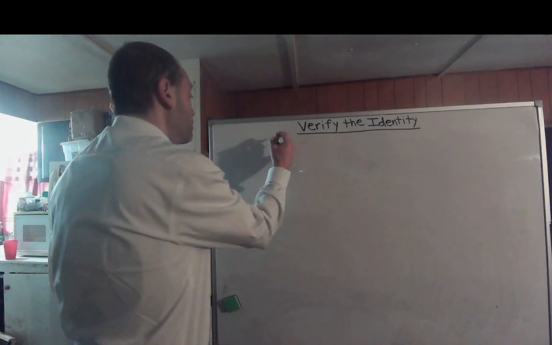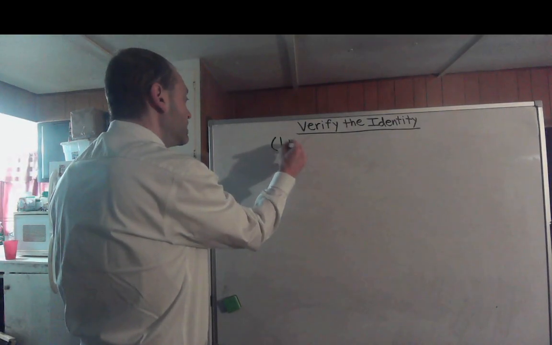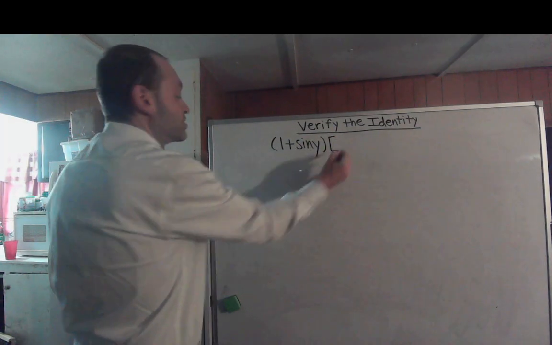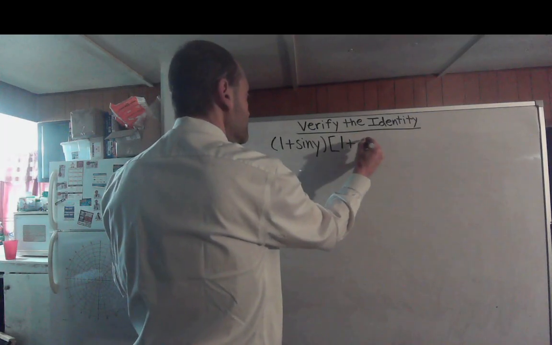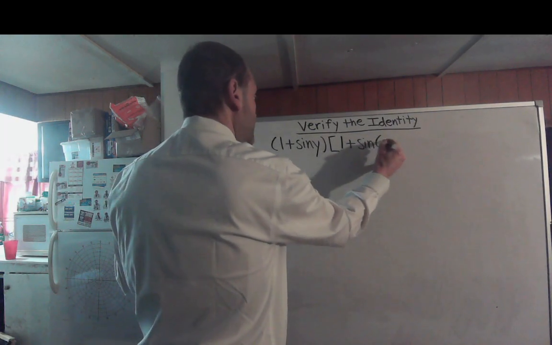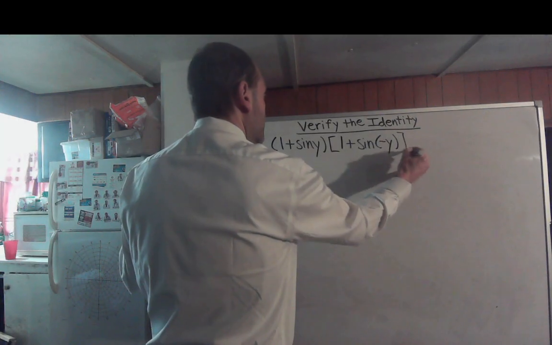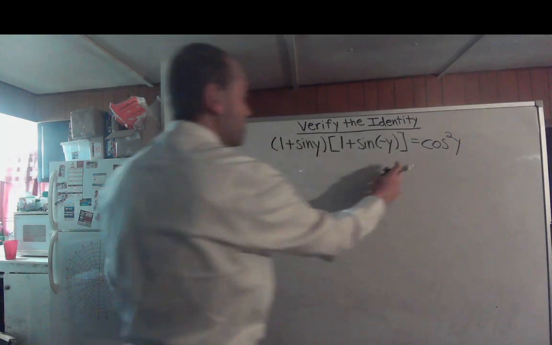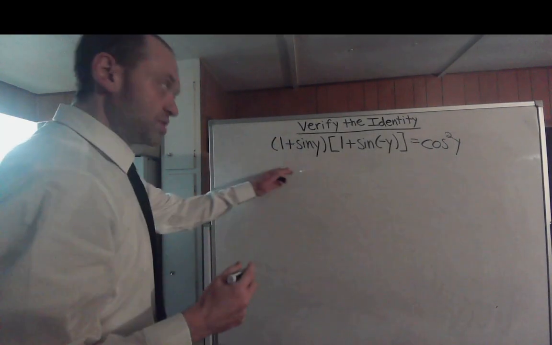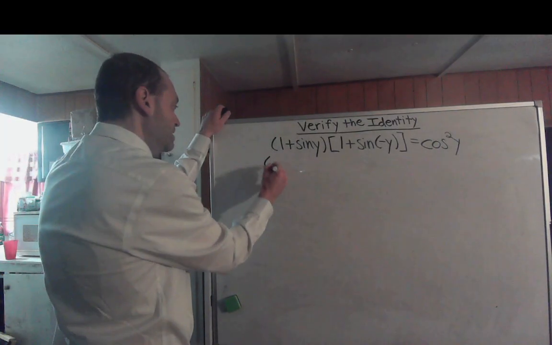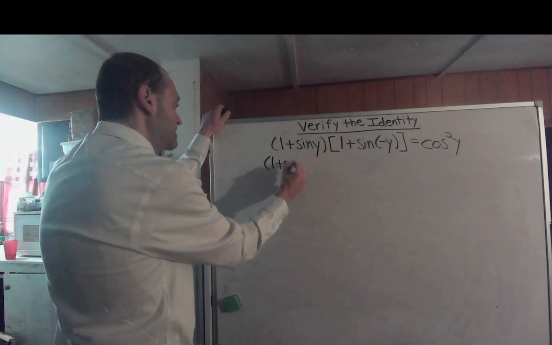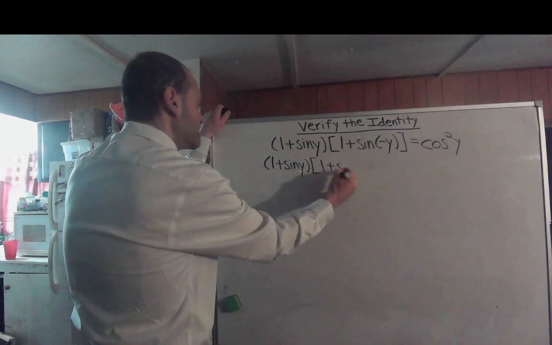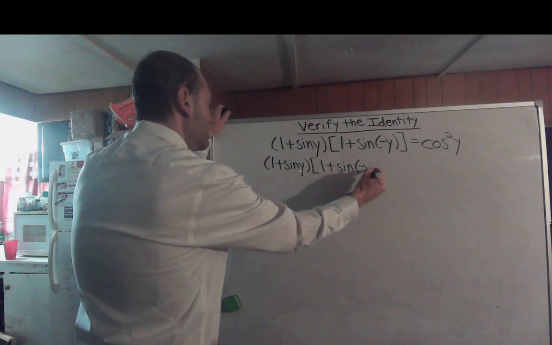Alright, so we have 1 plus sine of y, that quantity times the quantity of 1 plus the sine of negative y is equal to the cosine squared of y. We have to verify that. So let's write out the left-hand side again. You'll have 1 plus the sine of y times the quantity of 1 plus the sine of negative y.